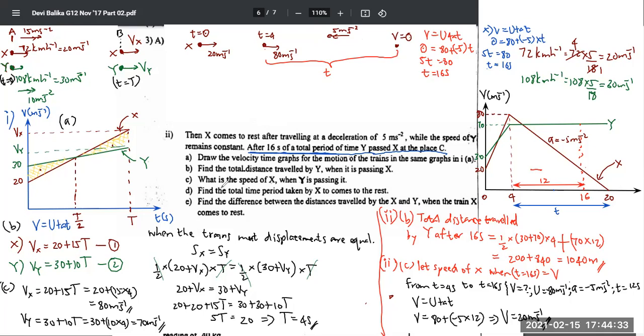But this is only part of the answer for part D, part 2 D: find the total time period taken by x to come to rest. So what is the total time? Total time is going to be 4 plus 16, that is equal to 20 seconds. That's all. 20 seconds. Okay.